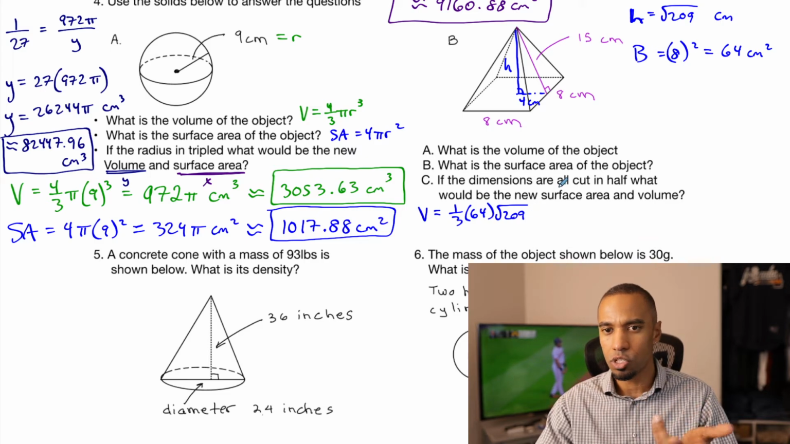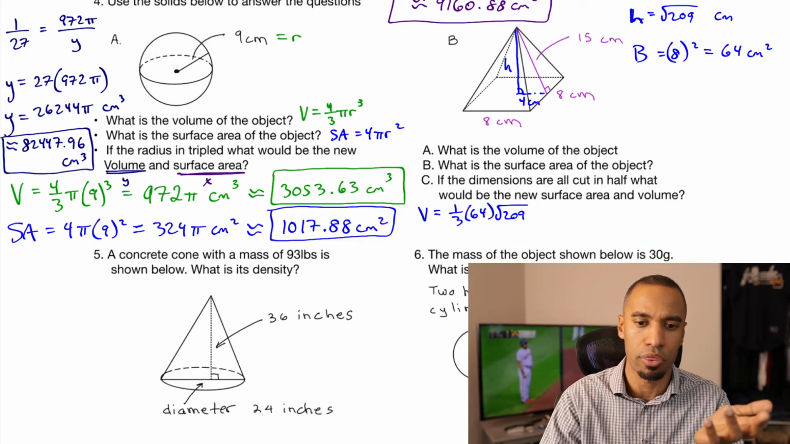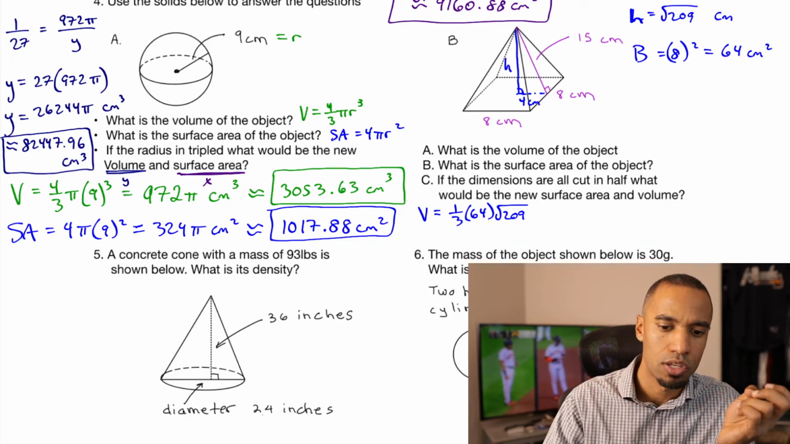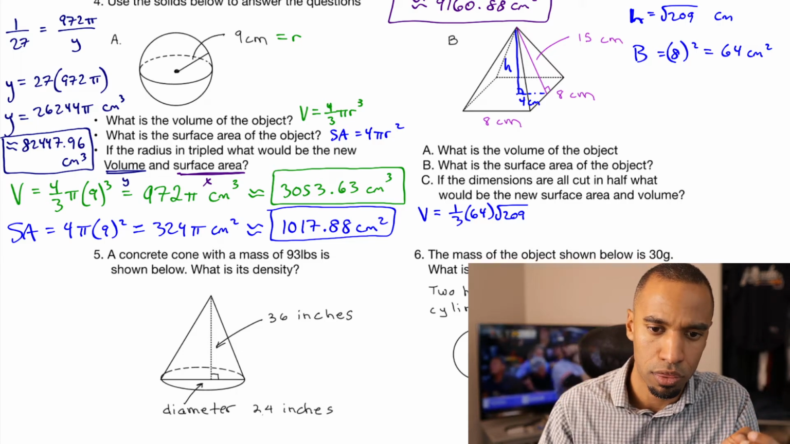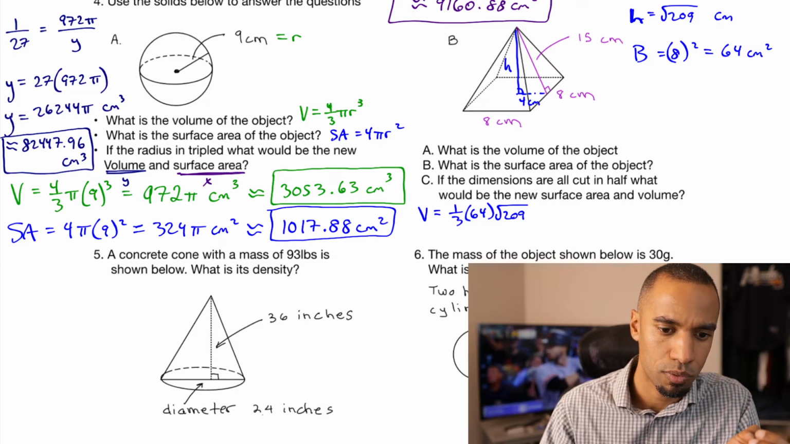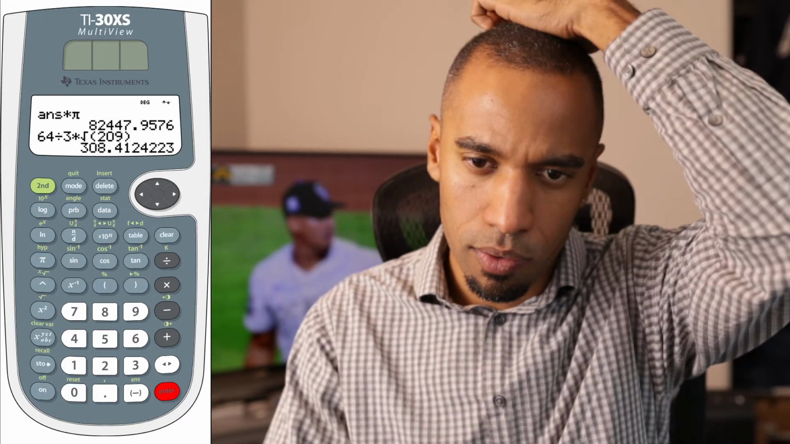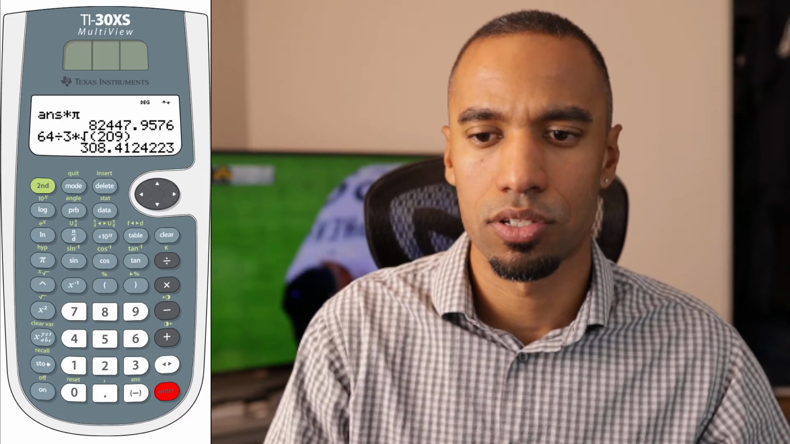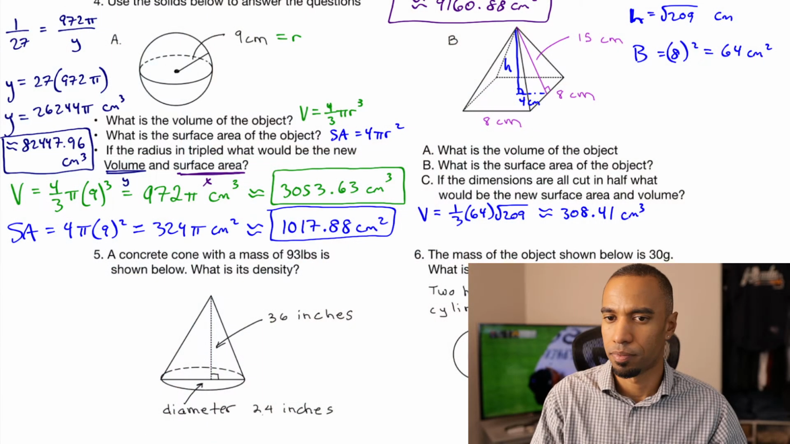I'm just going to go ahead and round this one now. I'm going to use a calculator. I don't need 1/3 of 64, and I have the root 209 there. So let's do 64 divided by 3, that's 1/3 of it, times the square root of 209 right there. And I'm getting 308.41. So 308.41 cubic centimeters there. All right, there you go.